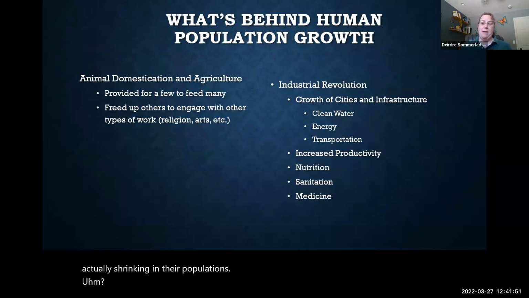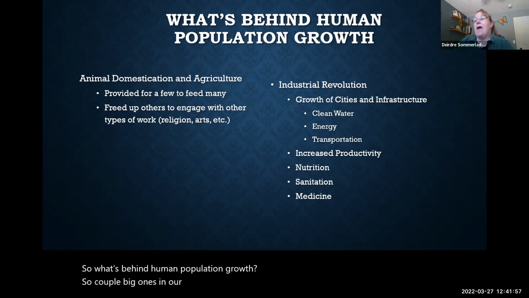So what's behind human population growth? So a couple big ones in our history. The first is agriculture and animal domestication.